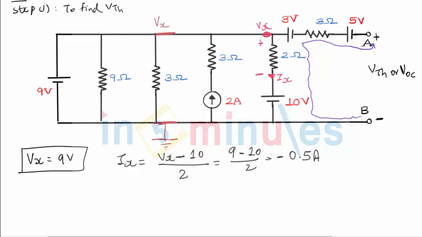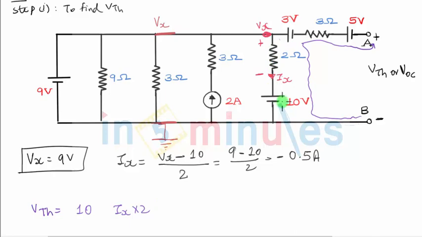We are ready to find out what VTH will be. VTH will start from point B, which is at negative polarity. The first voltage will be plus 10 volts because we are going from the negative to the positive terminal. Second will be the drop across the 2 ohm. The current through the 2 ohm is Ix, so it will be Ix into 2.